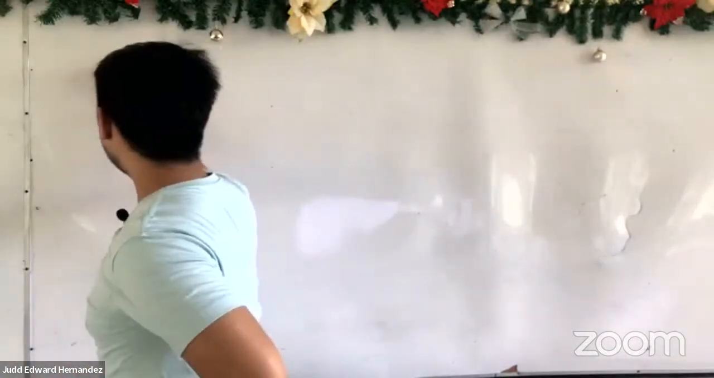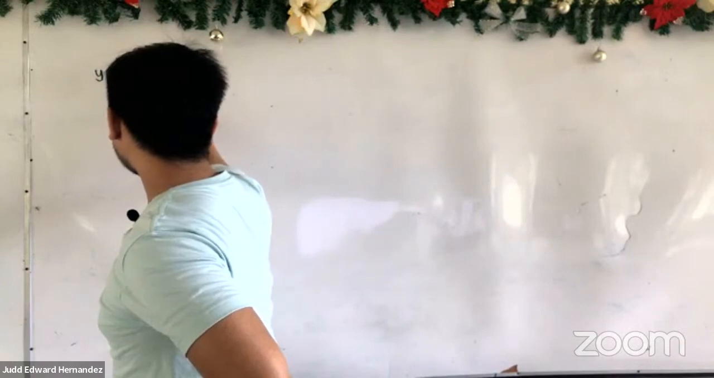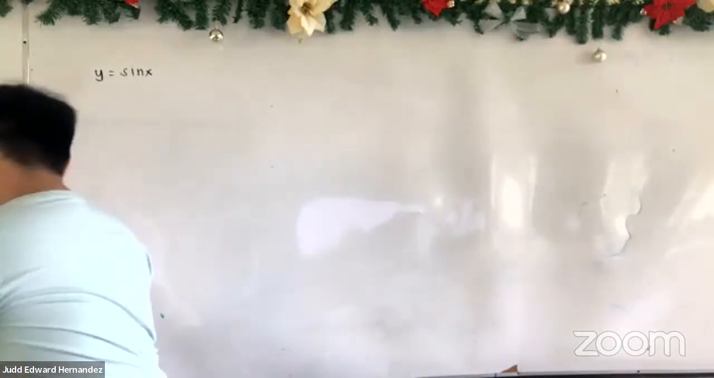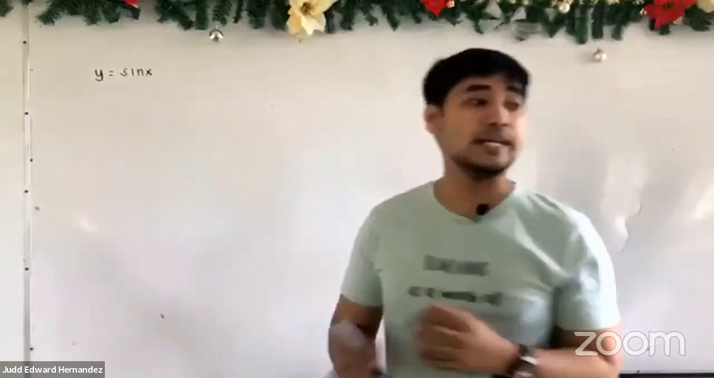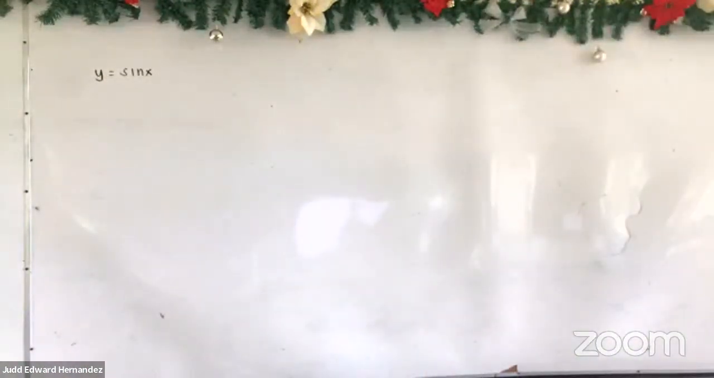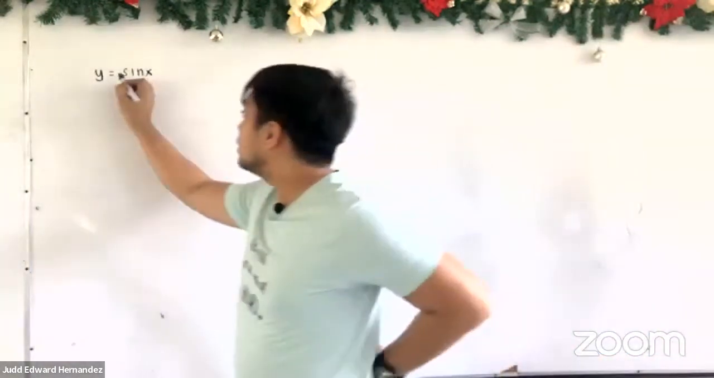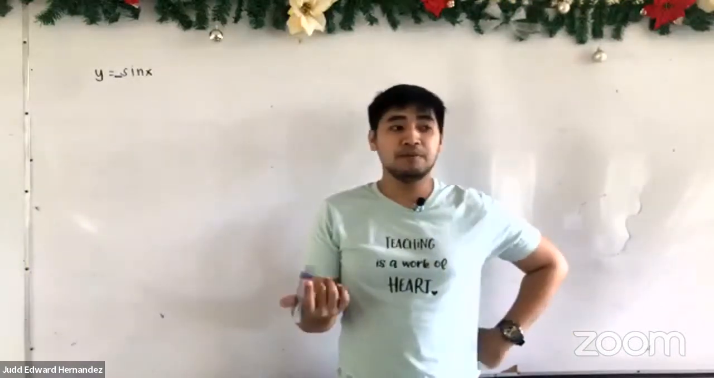Okay, so let's have now here the graph of y is equal to sine x. Okay, we're given y is equal to sine x. So how do we graph y is equal to sine x? Actually, madali lang naman siyang graph. So tingnan natin, meron bang number before sine x? Is there a number before sine x?